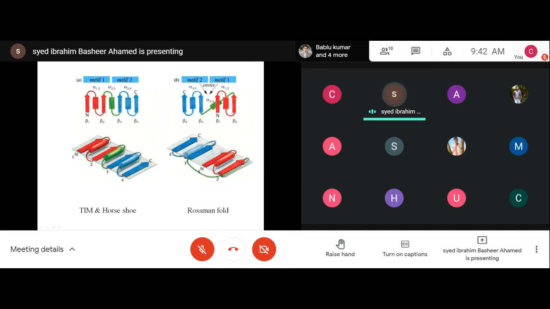Okay, and if you see the topology, you can clearly distinguish it. Here in TIM barrel and horseshoe fold, all the beta strands will be on the same plane. The beta sheet will be on the same plane, and the alpha helices will be above the plane of the strands. Whereas here, one alpha helix will be below the plane and another will be above the plane. All right, so that you have to remember. This is a common topology that is generally found in all these three kinds of structures.